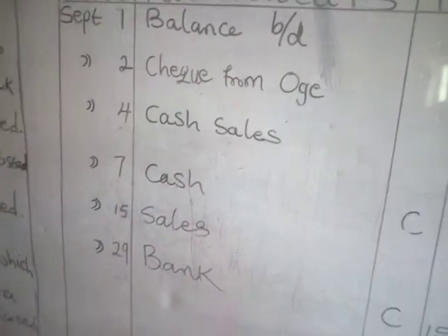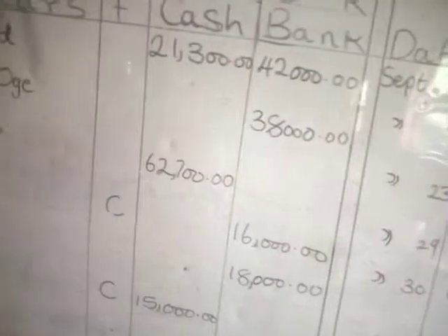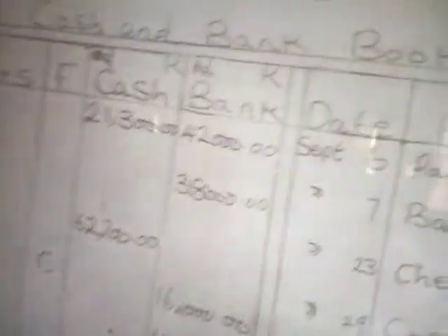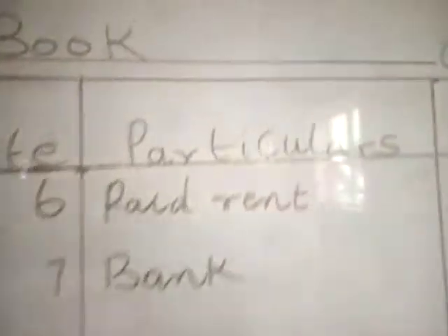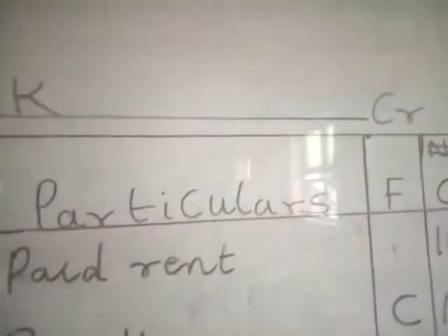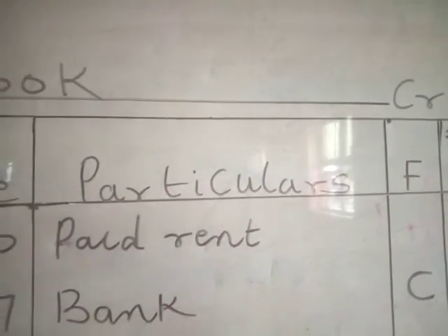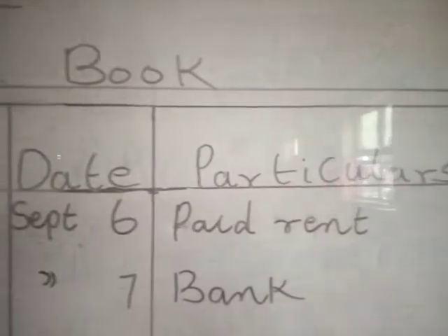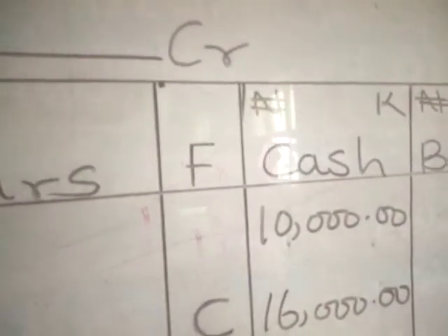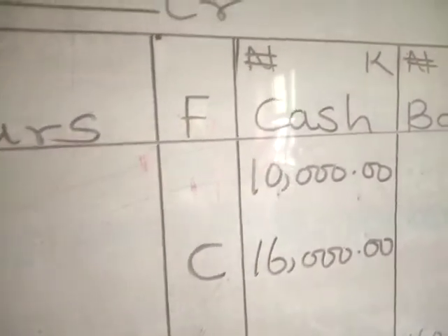On the 6th of September, they paid rent in cash. You know you pay and it's an expense. So I said we should credit all expenses. And what do we do? We have to record it on the credit side of the cash book. On the 6th, paid rent, 10,000 naira. Since the rent was paid in cash, we have to record it under the cash column.